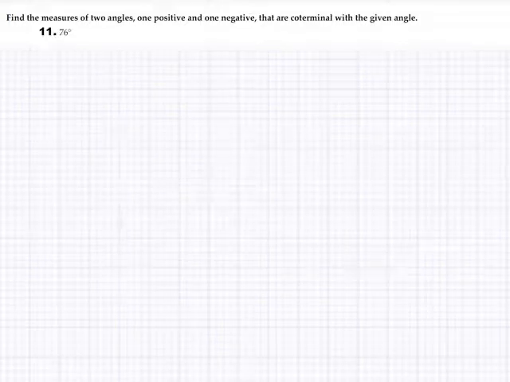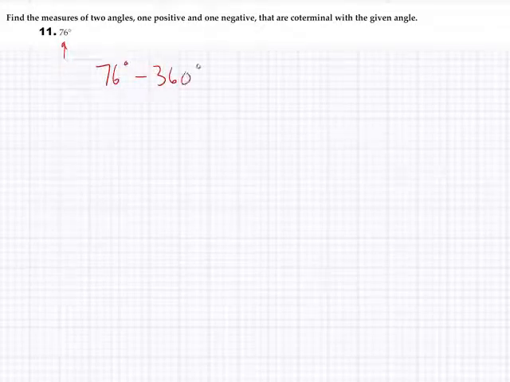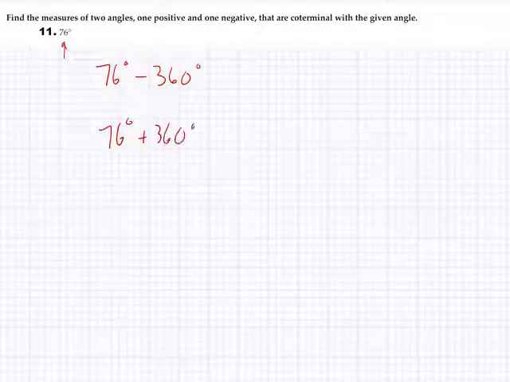Okay, here we need to find measures of this angle, one positive, one negative, that are coterminal. Coterminal means 360 degrees from this angle. So I take 76 degrees minus 360 degrees, and I'll take 76 degrees plus 360 degrees. And those would be my two coterminal angles, one positive and one negative.